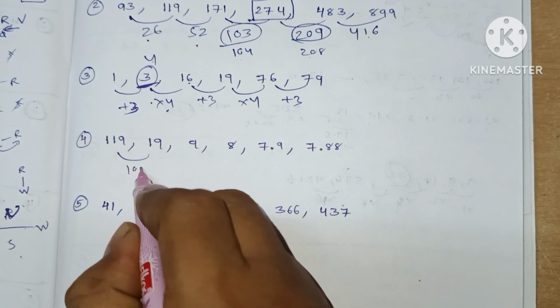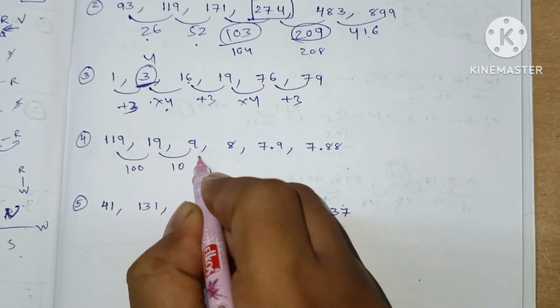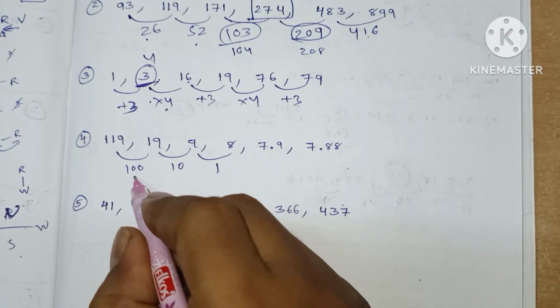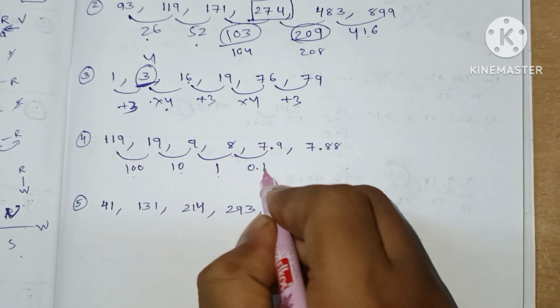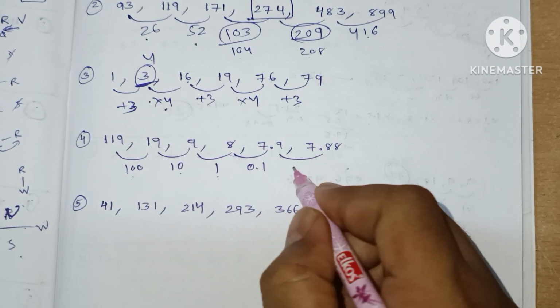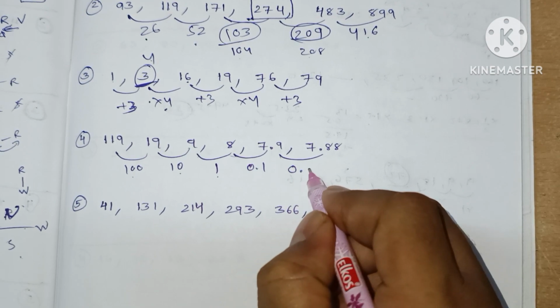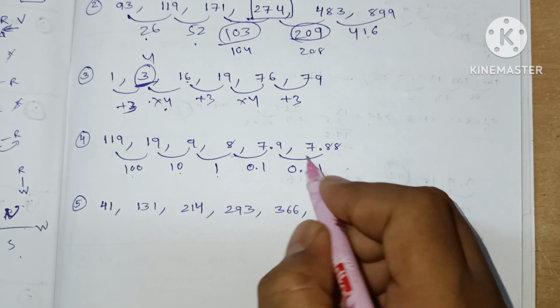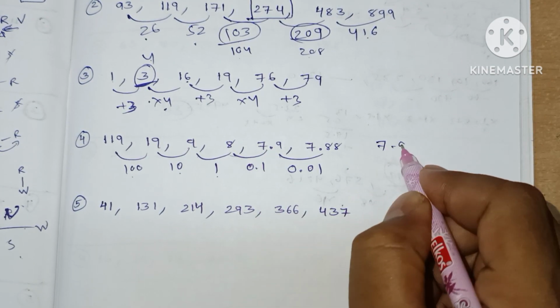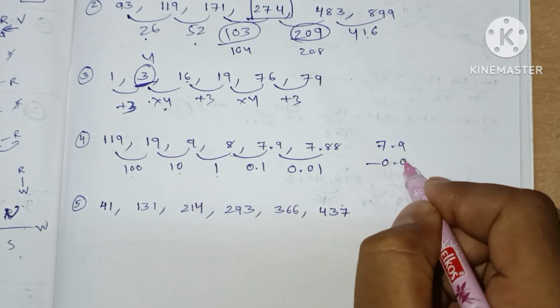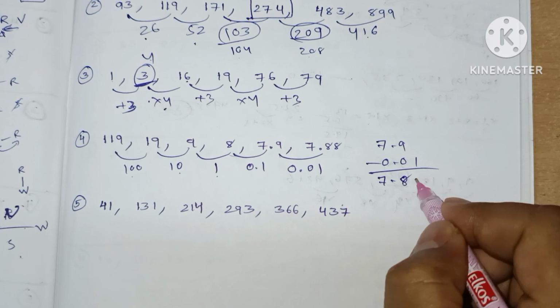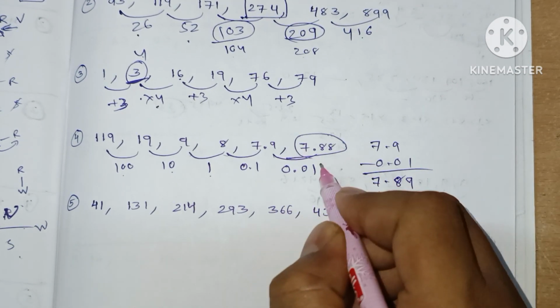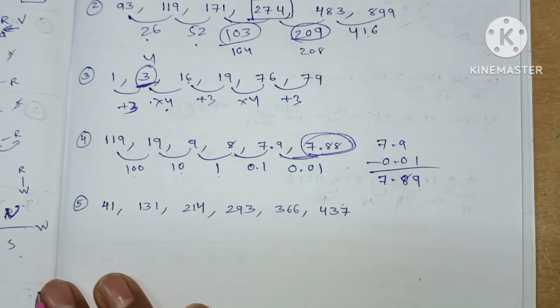Here the difference is 100. Here the difference is 10. Here the difference is 1. 100, 10, 1. So the next one must be 0.1. Here the difference must be 0.01. So 7.9 minus 0.01, which will be 7.89, not 88. So wrong number is 7.88.